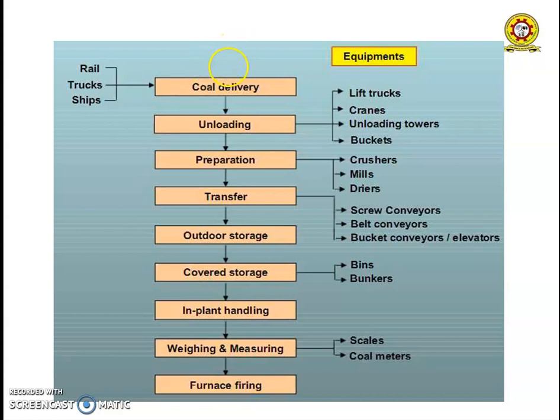And after unloading, the coal gets into the preparation. For the coal preparation, the equipments used are crushers, sizers or screeners, dryers and magnetic separators. After the coal preparation, the coal is transferred. The equipments used are belt conveyors, screw conveyors, bucket elevator, skip hoist, grab bucket elevators and flight conveyors.